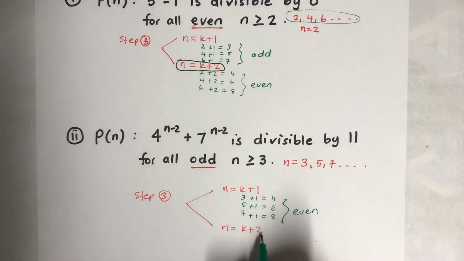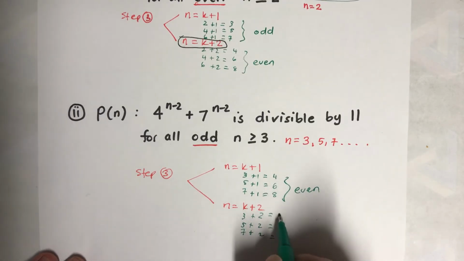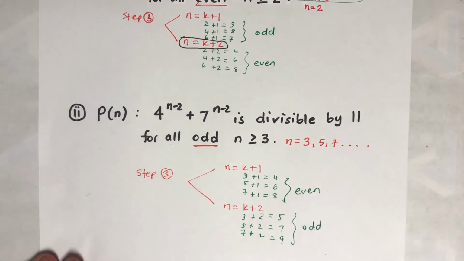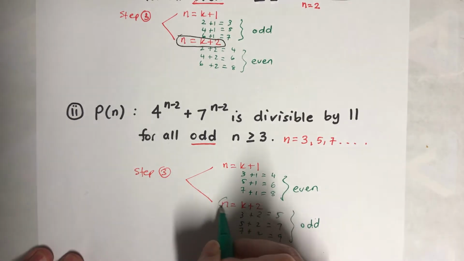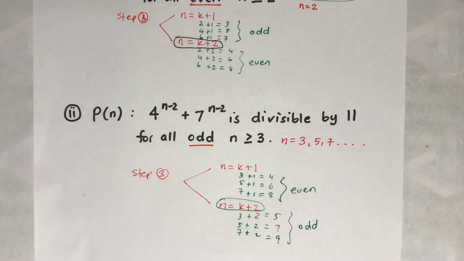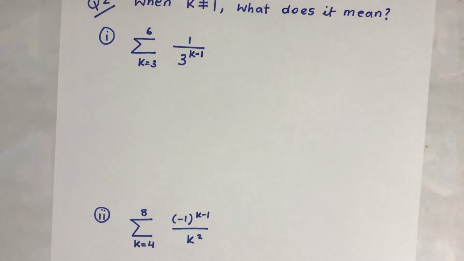So to make it odd, I'm just going to add one more here. So it'll be 3, 5, 7, plus, plus, plus, 2, 2, 2. So what do I get? Here I get 5, I get 7, I get 9. So these are odd numbers, okay? So again, for this proof, step 3, I will use proof true for n equals k plus 2, not plus 1, okay? So that's how you decide which one you go with.